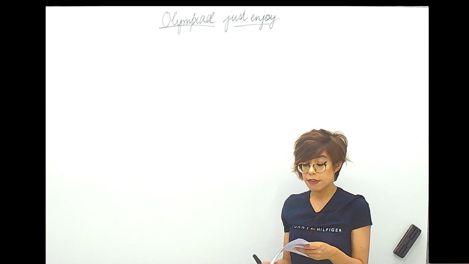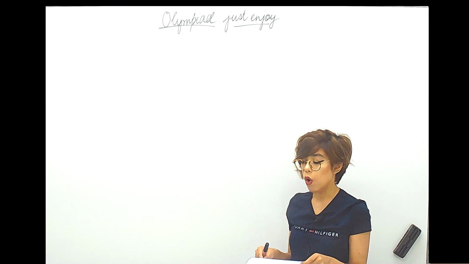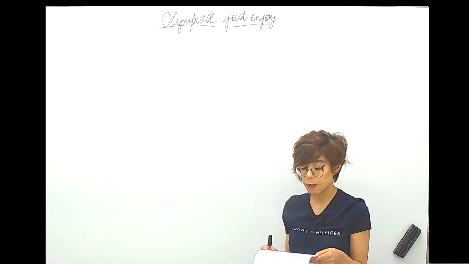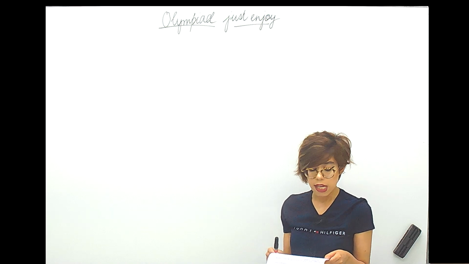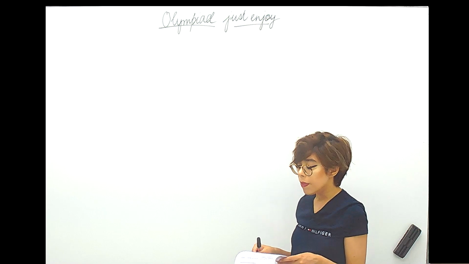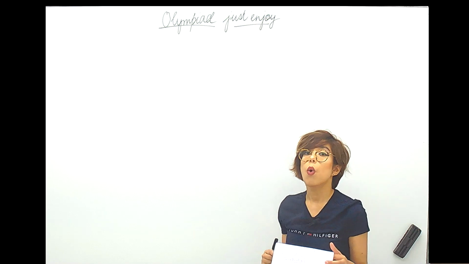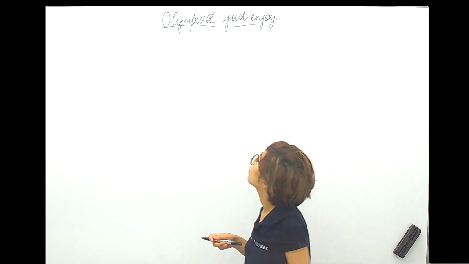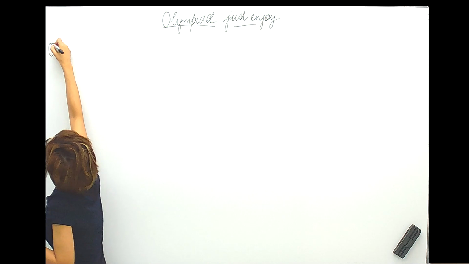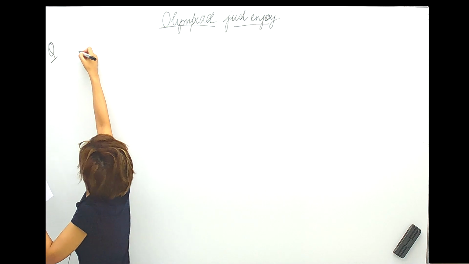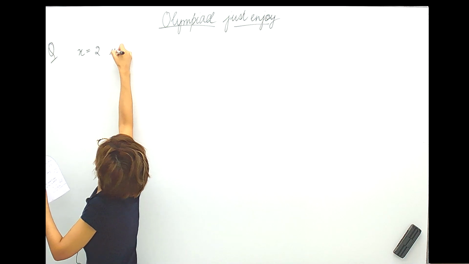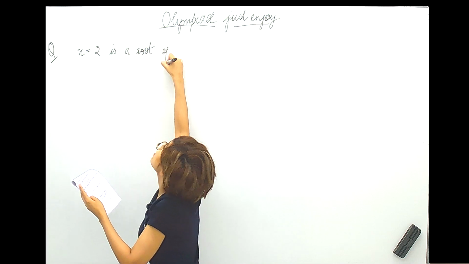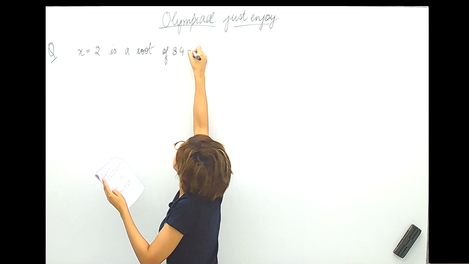I'll repeat the question. Given x equal to 2 is the root of 84x cube minus 157x square minus kx plus 78 equal to 0, then find the value of k and the other roots using only synthetic division method. Come on. You've already done this in your CBSE batch, so not a big deal.